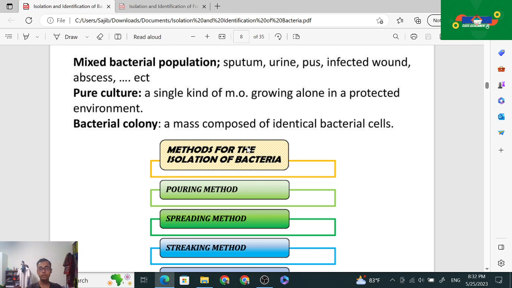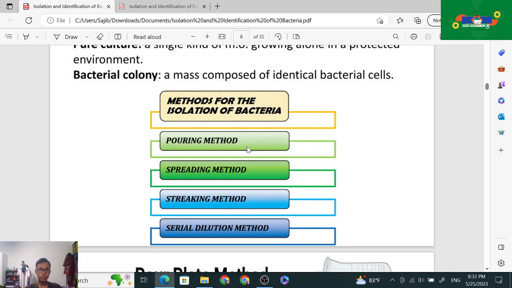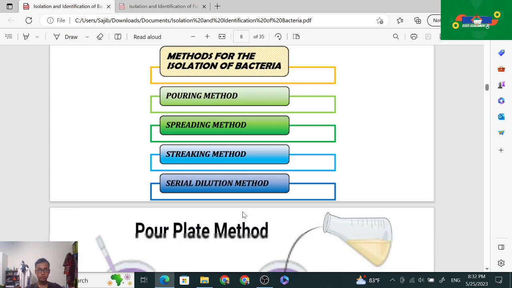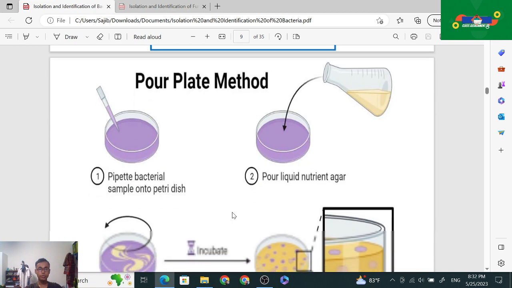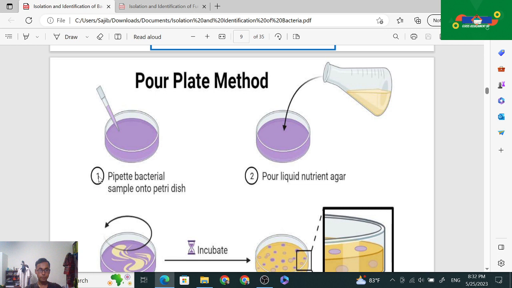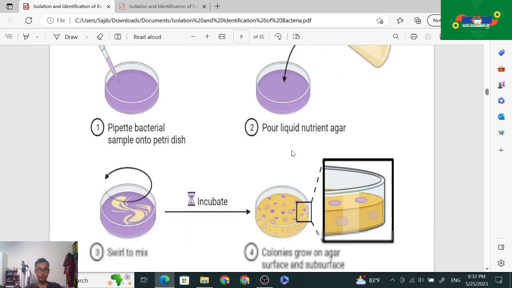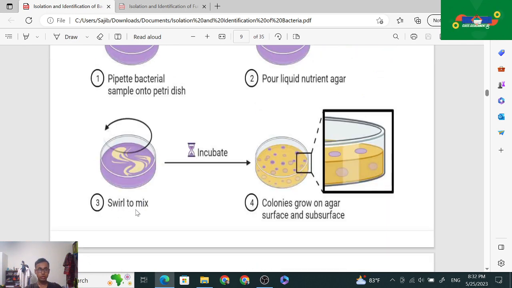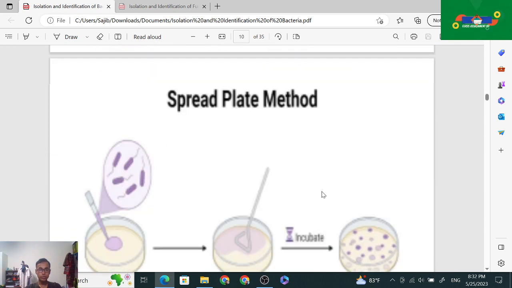Then methods for the isolation of bacteria. What are the methods? Pour plate method, spread plate method, streak plate method, serial dilution. First of all, the pour plate method: first we pipette the bacterial sample onto the petri dish, then pour liquid nutrient agar onto it, swirl to mix, then incubate, then colonies grow on the agar surface and subsurface.